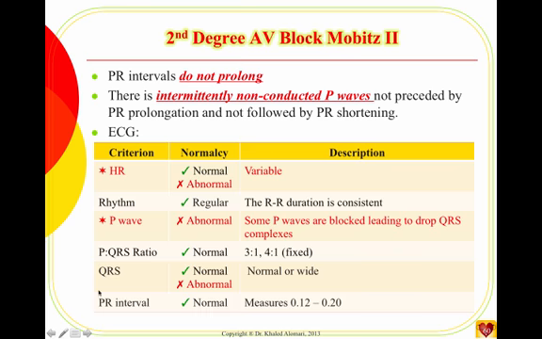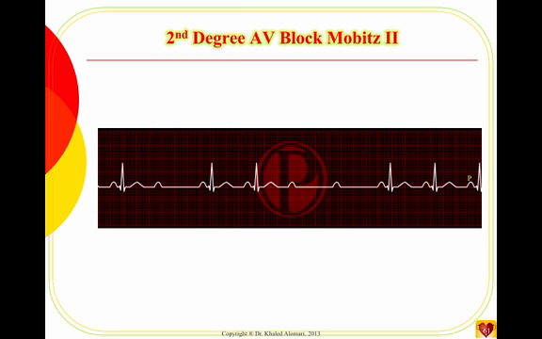So simply, again, heart rate could vary. Usually the rhythm is regular, but could be irregular. The P waves' shape is normal, but multiple of them are blocked. So again, the major difference here is you see multiple P waves blocked. Like you could see a ratio of 3 to 1 or 4 to 1, instead of 3 to 2 and 4 to 3 as we saw in type 1. So let's see this rhythm.